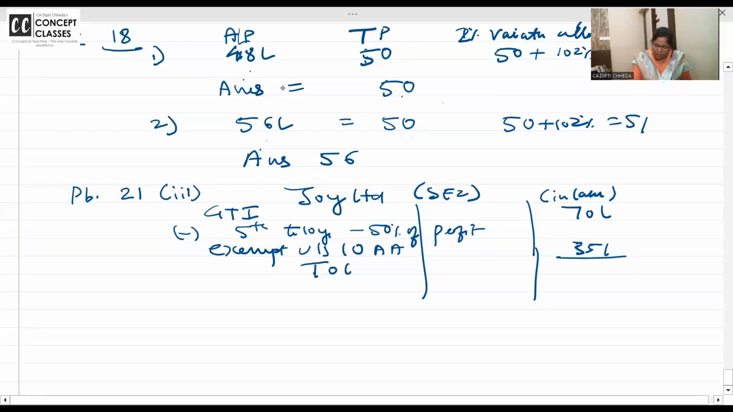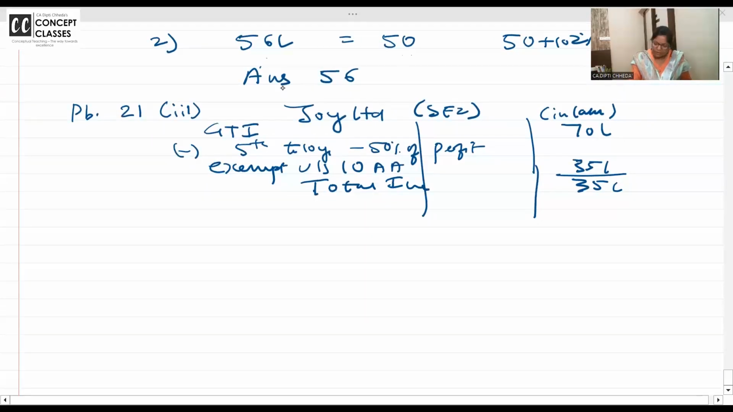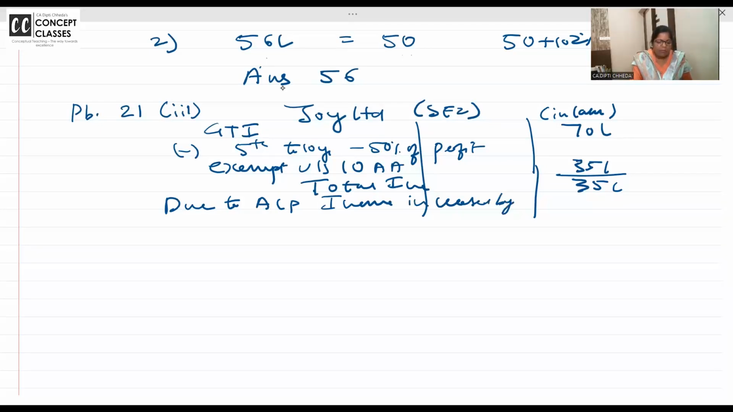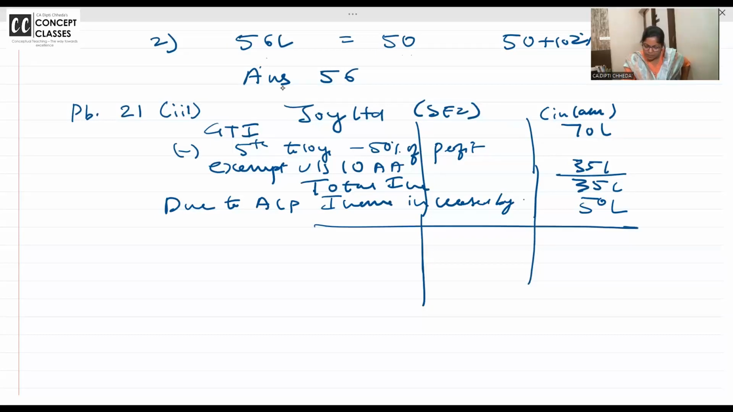What is now the total income? 35 lakh. And how much is it increased by? Due to arm's length price, income increased by. By how much will it increase? 50 lakhs. So ma'am, will 50% deduction then be available on these 50 lakhs? No, answer is no. What is the taxable income? 3 marks question, 85 lakhs. Take your time.